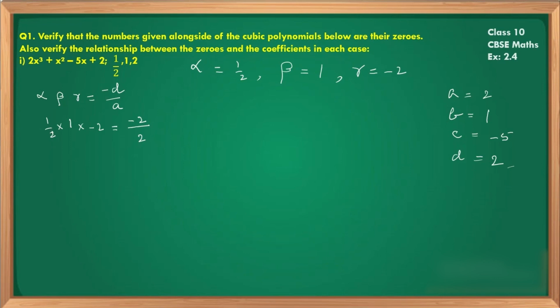Now when we simplify this, 2 and 2 go, you have minus 1 on the top is equal to, even here also 2 gets cancelled, minus 1. So minus 1 is equal to minus 1. So we have found out and verified that even the product of zeros is also verified.